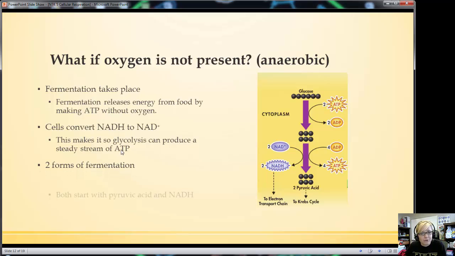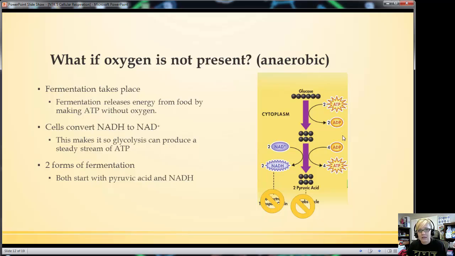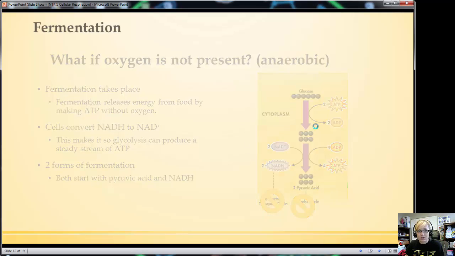There's 2 forms of fermentation. Both are going to start with pyruvic acid and NADH. And remember, we're not going to send that NADH to the electron transport chain. We're not sending that pyruvic acid to the Krebs cycle. Instead, we're just going to kind of recycle those in this fermentation cycle so that we can get little bits of ATP along the way.